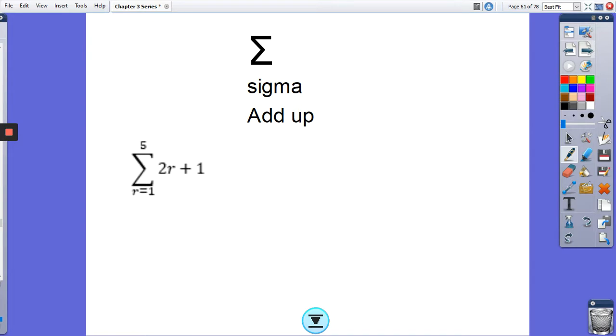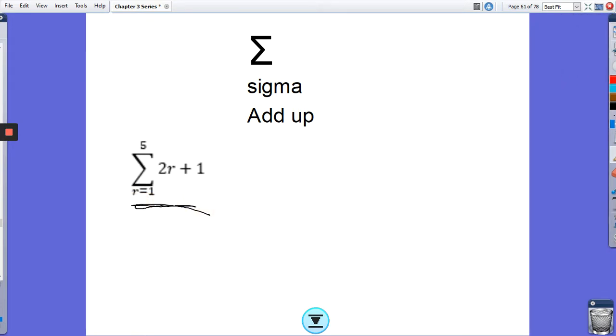So here we have some weird mathematical notation with this sigma involved. If we look at the bottom of that sigma, you'll see there's a little r equals 1, and on the top, there is just a 5. This is an instruction. It is saying, take r equals 1 and put it into 2r plus 1. So sub it in.